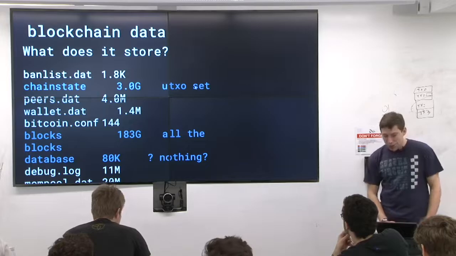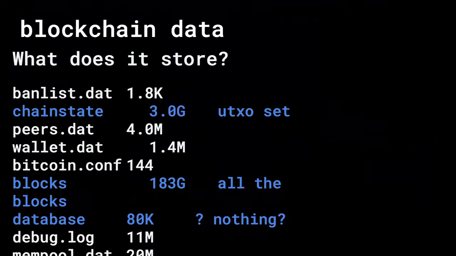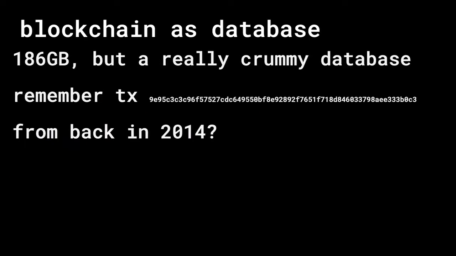And this is the UTXO set. Not too bad. So yeah, you can look in it. It's reasonable, but yeah, it's kind of big. Okay, and now, so any questions about the data stuff? I'm going to go into blockchain as a database real quick at the end. Okay, so it's 186 gigabytes, or alternatively, you can think of it as just 3 gigabytes. But it's a really crummy database.